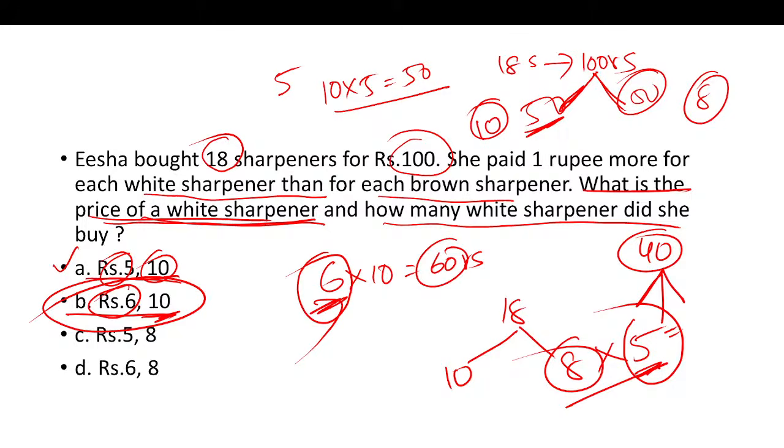Listen to me carefully. She is buying two types of sharpeners, one is white, another one is brown. The white sharpener cost must be 1 rupee more. That is the condition. Option B is the correct answer.